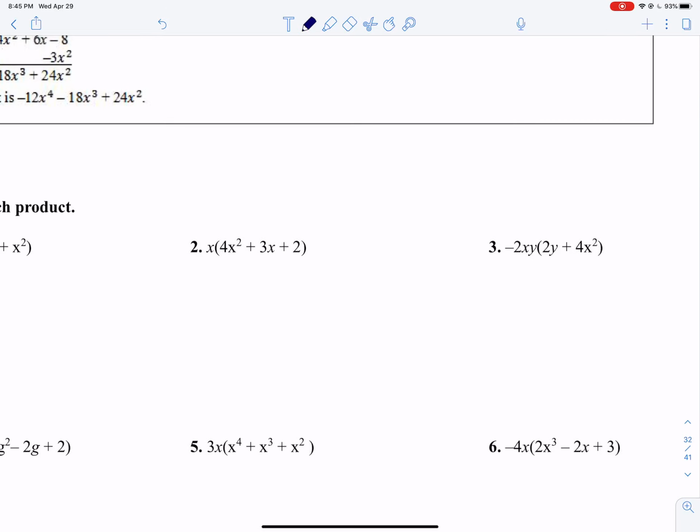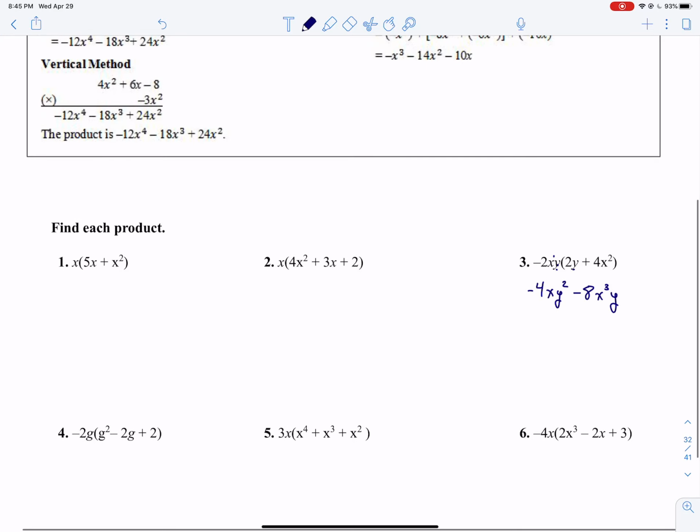Okay, so I have negative 2xy times 2y. So that's negative 4x, and then we have y and a y. So y times y is y squared. And then I have negative 2xy times positive 4x squared. So that would be negative 8x to the, so this is first power times x to the second power. When we multiply powers, we add exponents. And then there's no other y besides the one out here. So that's it. All right, so just be careful of your exponents.